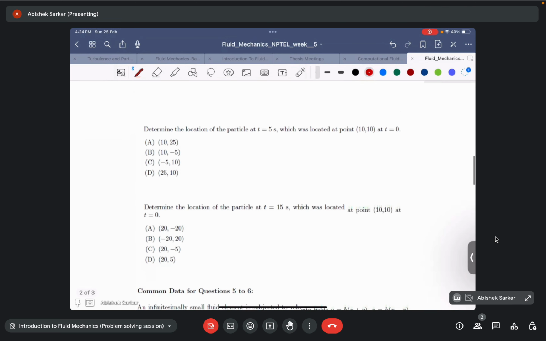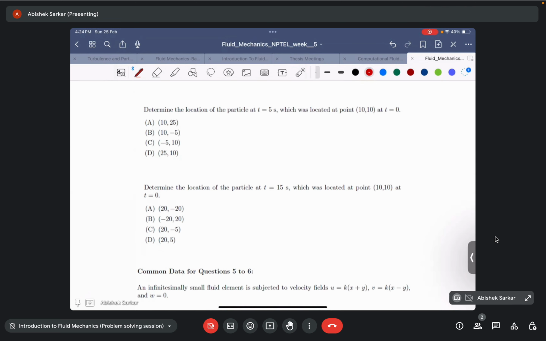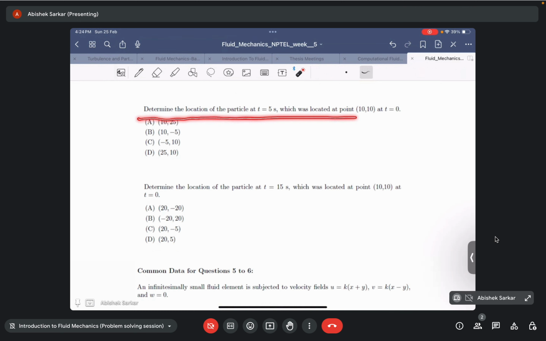Let's go to the next question. These questions are again interesting. Determine the location of the particle at t equal to 5 seconds, which was located at point 10 at t equal to 0. If you read the question, it essentially is asking us to find the equation of path line and then find the coordinates of the particle for a given time, which is t equal to 5 seconds here. It has also given us the initial coordinates of the particle, which lets us find the constant of integration that we'll get while integrating that linear differential equation.